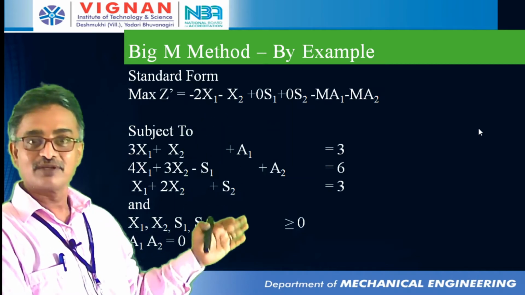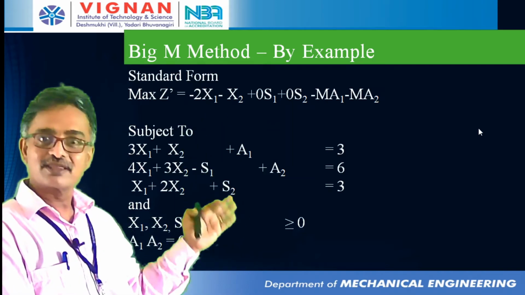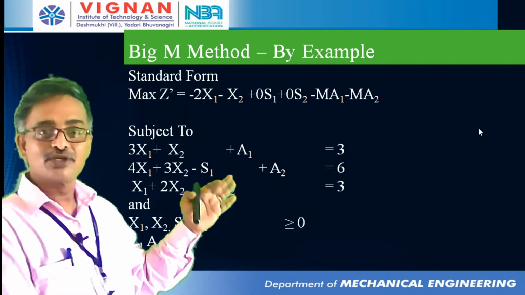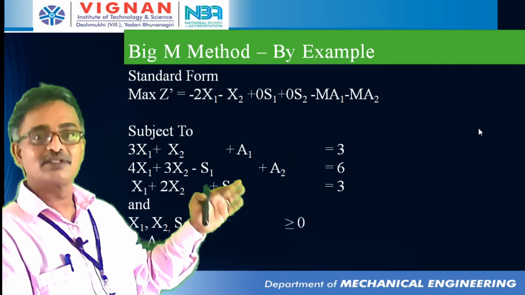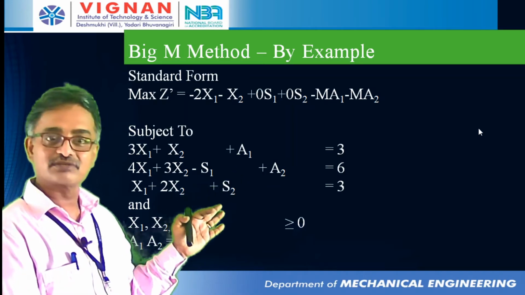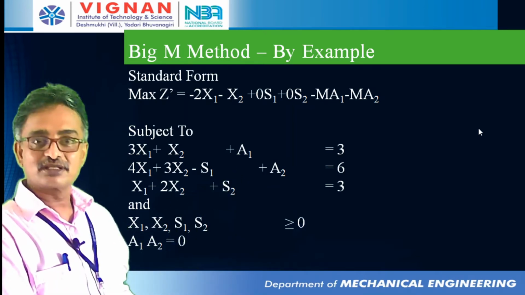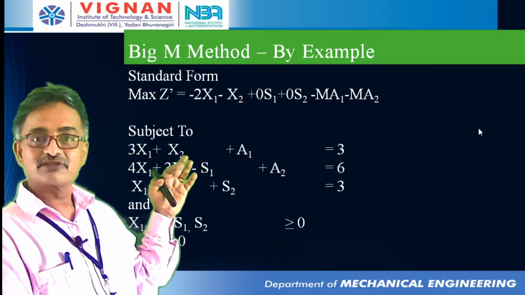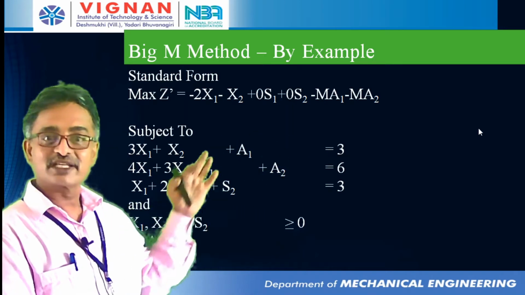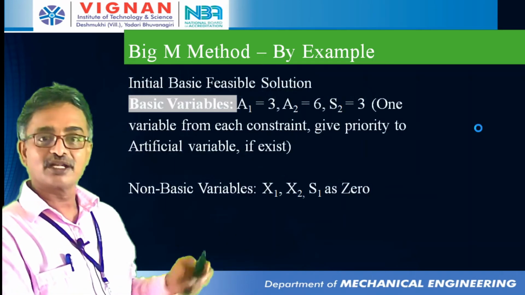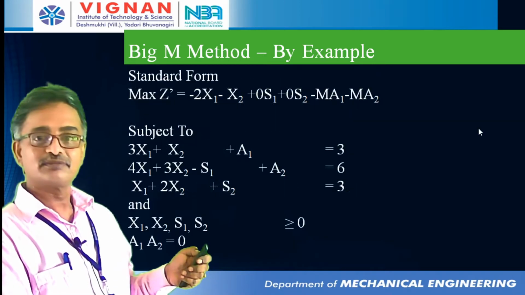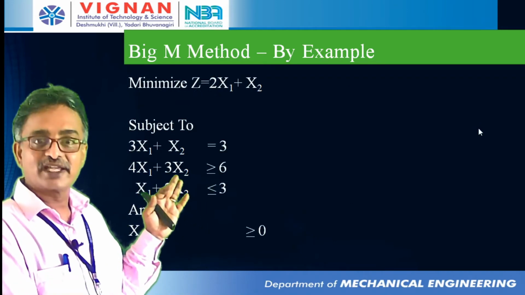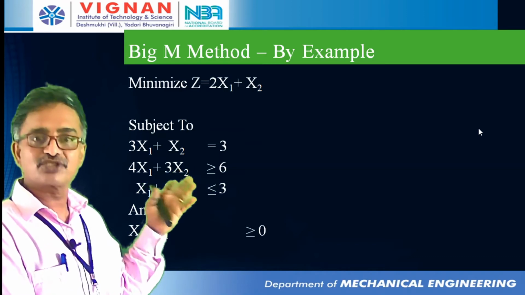Now here we have 3 equations, so we can have a third variable in the formulation. That third variable should not be an artificial variable; it can be either s1 or s2. Let us see this when we solve the problem. So we have the first equation 3x1 plus x2 plus a1 equal to 3. The second constraint is a greater than or equal to, where the left hand side is higher, so the surplus quantity is subtracted, and it is a positive quantity.